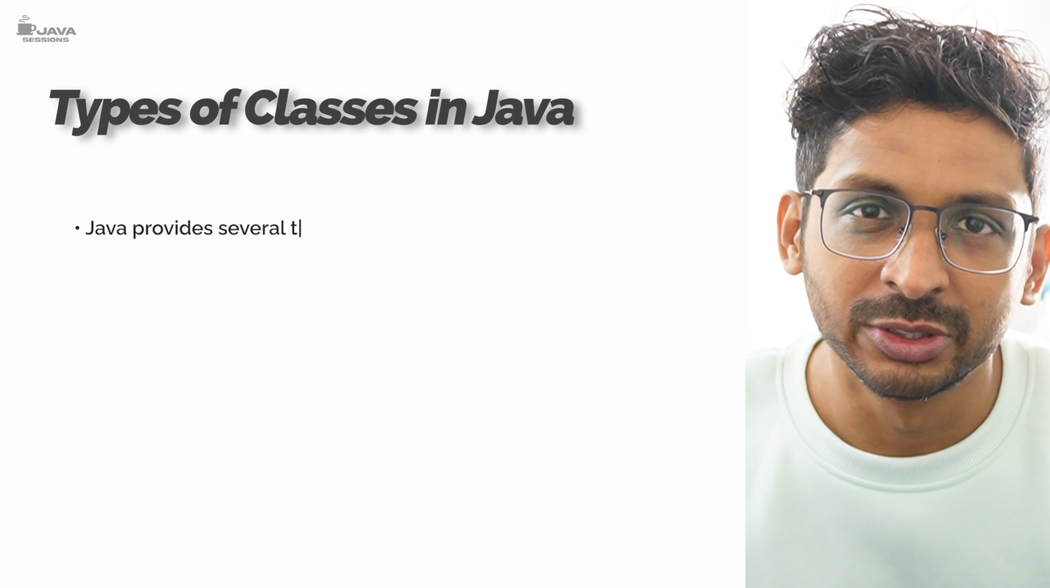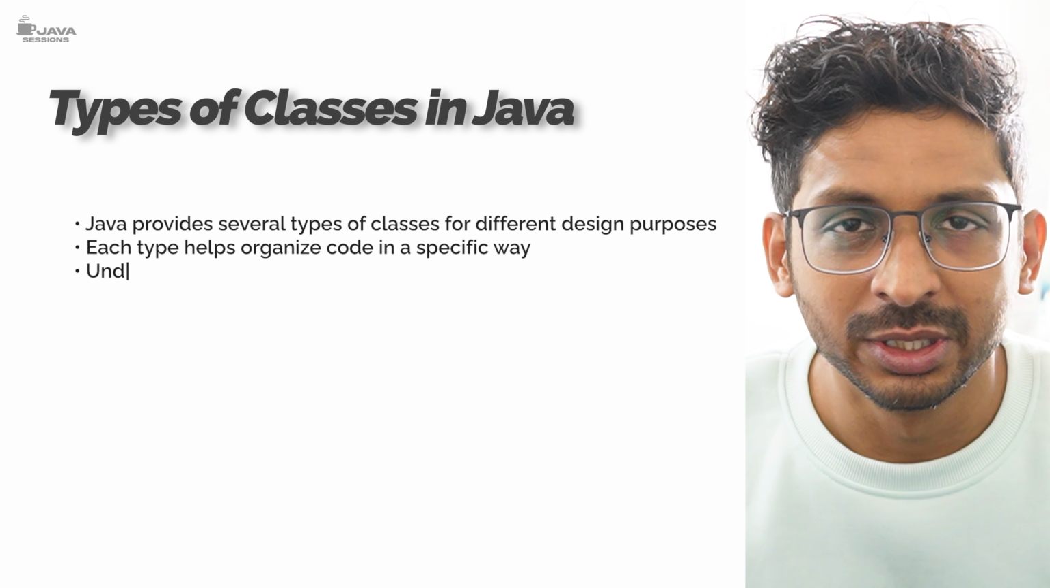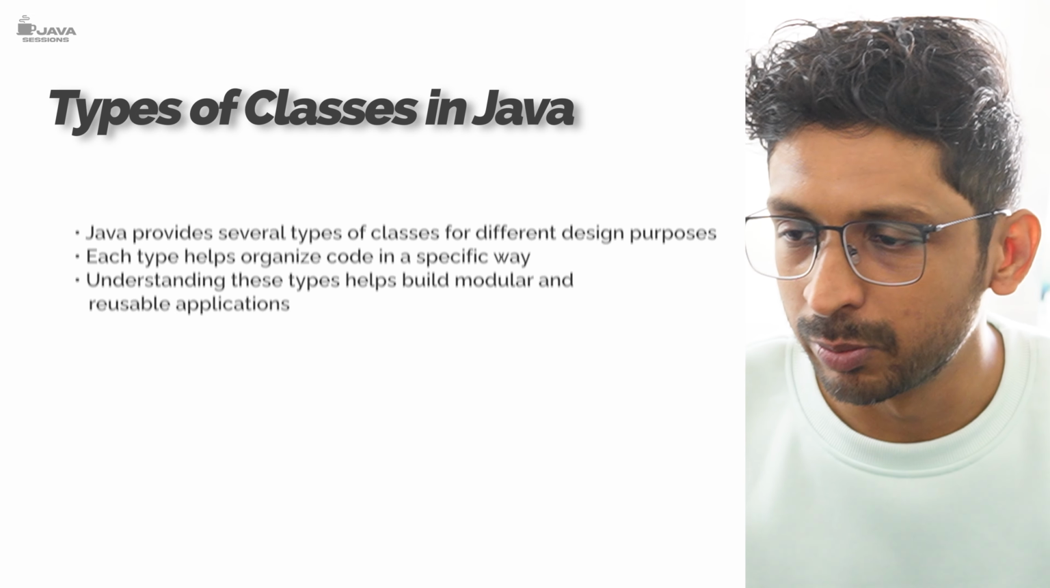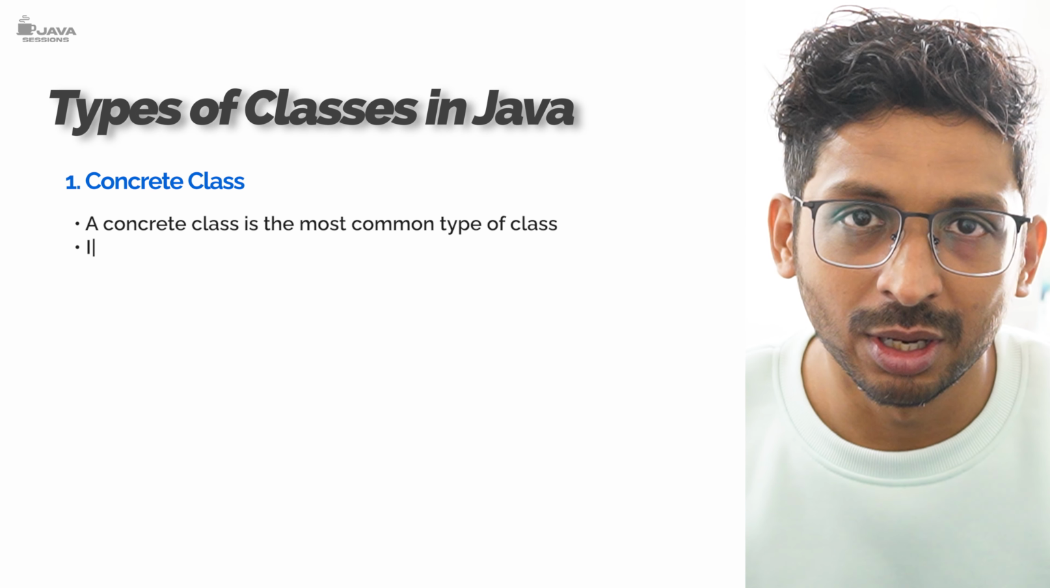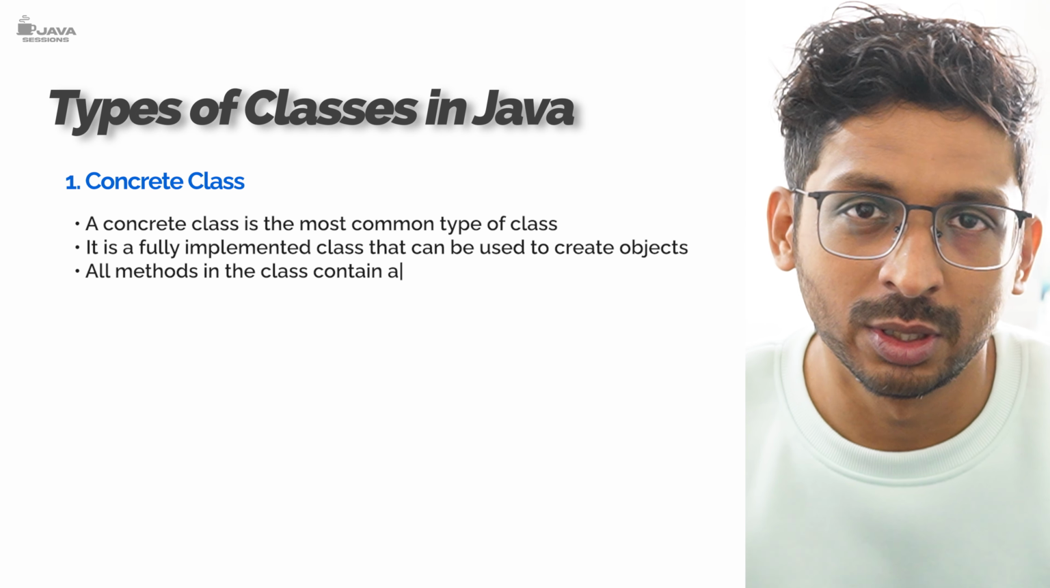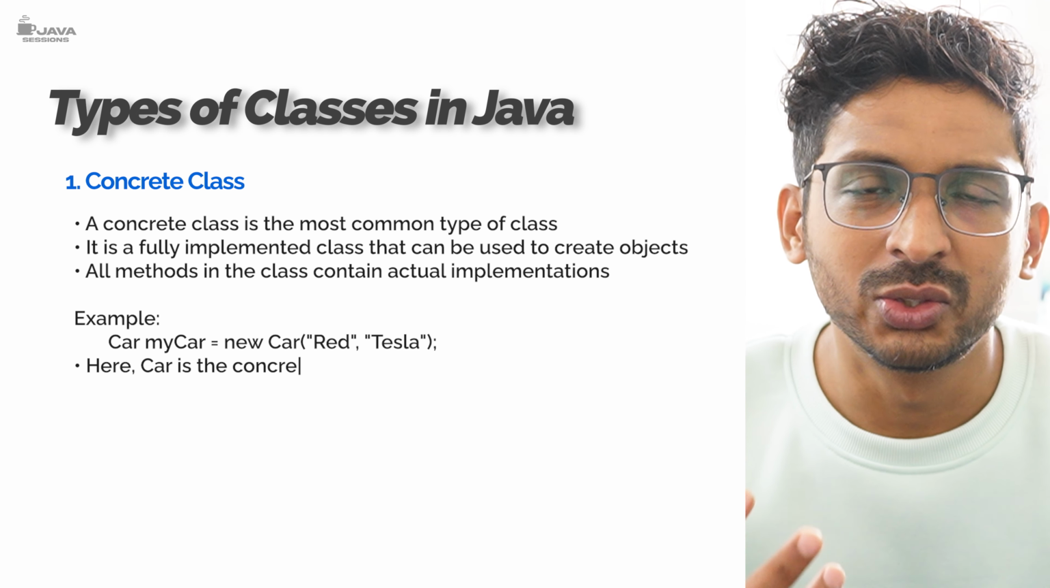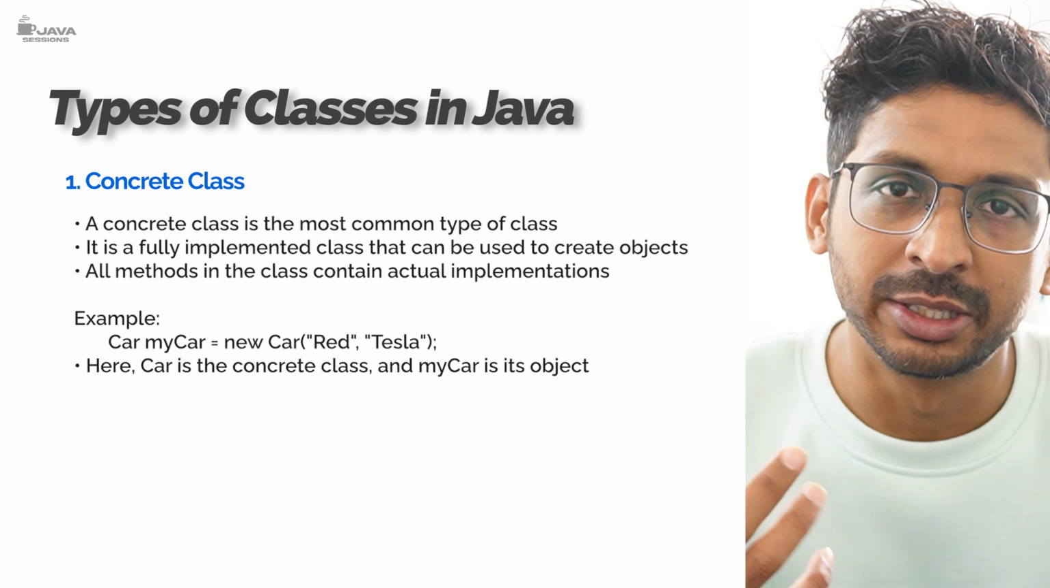Java does give us different types of classes to work with, each serving a different purpose. Let's quickly go through them one by one. The first one is the concrete class. This is the most common type of class which you are going to use. It's a regular class which you can instantiate and create objects from.